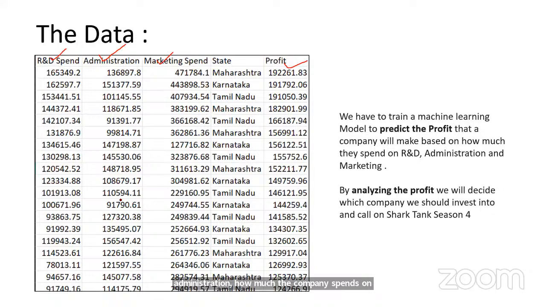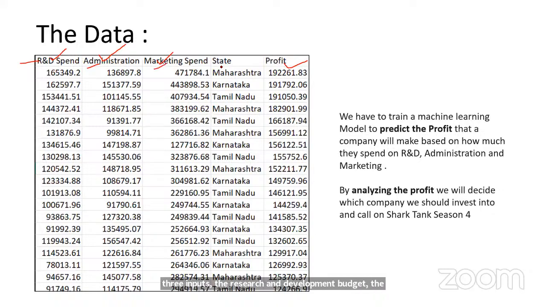So this is the data of 50 companies. Whenever we input the research and development spend, administration spend, and marketing spend, we will be able to analyze how much profit that company is generating. All right, so it's a multiple linear regression problem where there are three inputs: the research and development budget, the administration budget, and the marketing budget, and also the season.